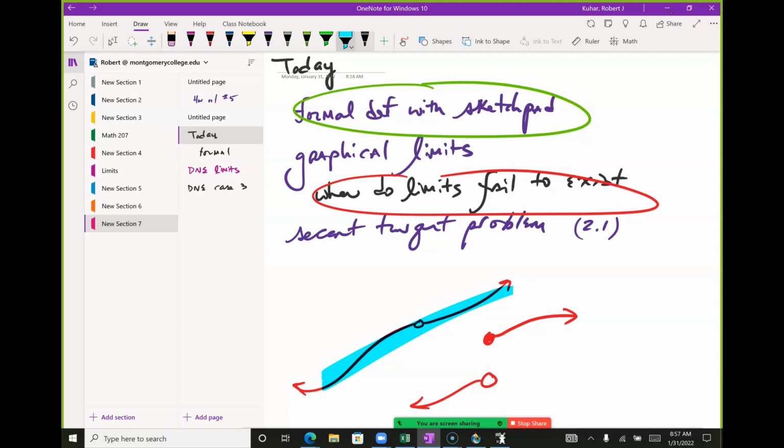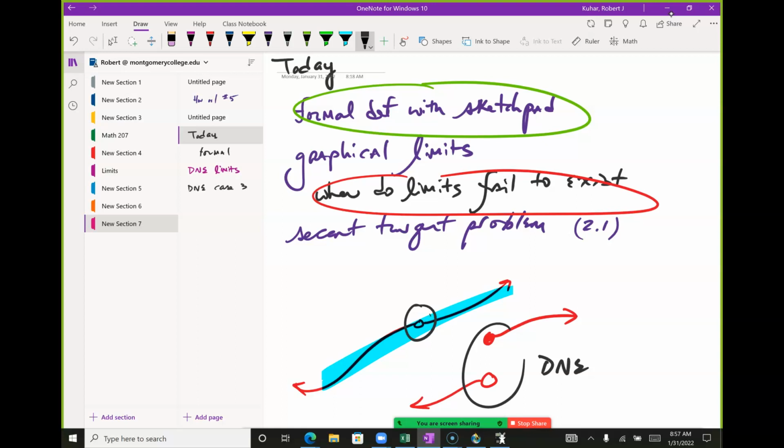But what's interesting is the blue one, the limit exists. The red one does not exist, right? On the red one, you can see that jump discontinuity. And the other one, I just have a point discontinuity. And the limit in the blue one exists, right? And that's where we're getting to.